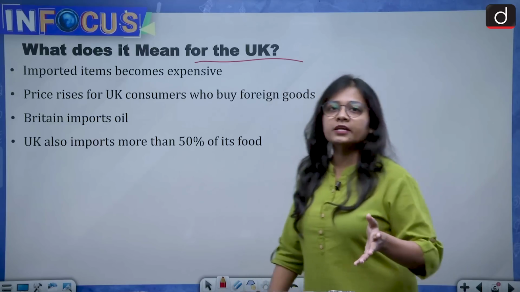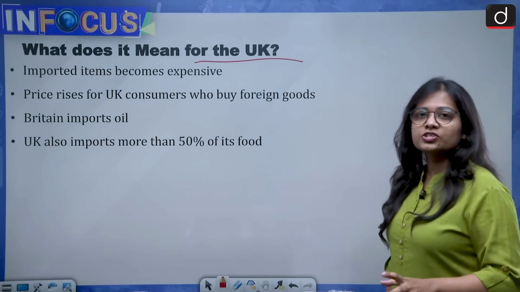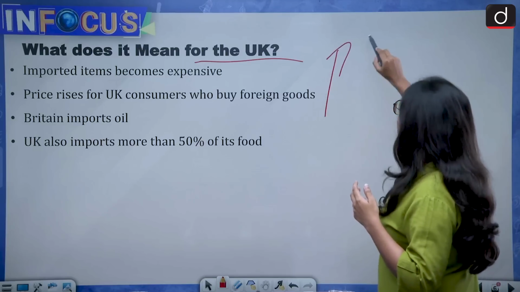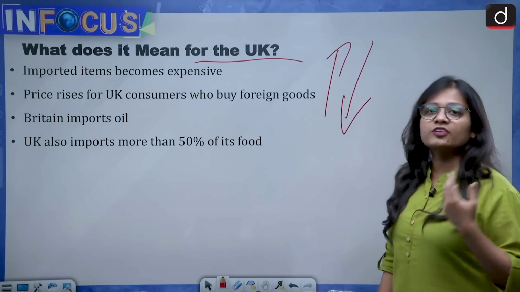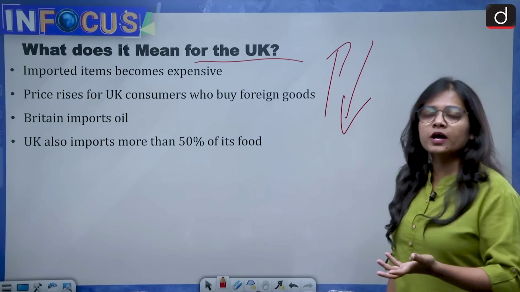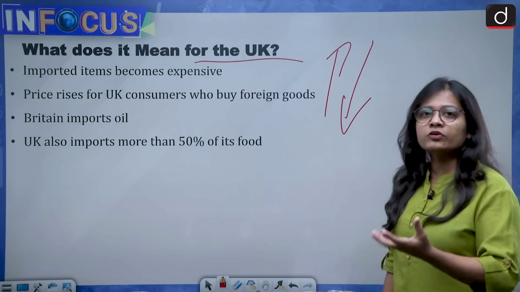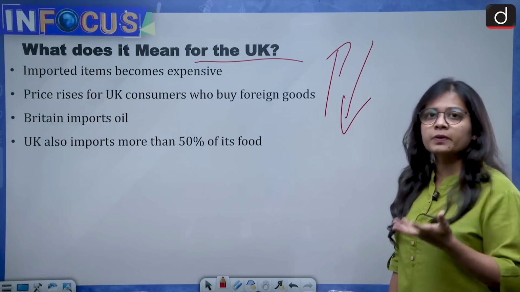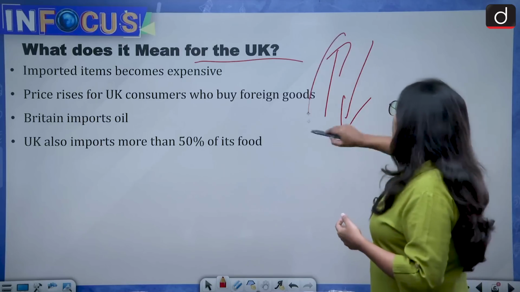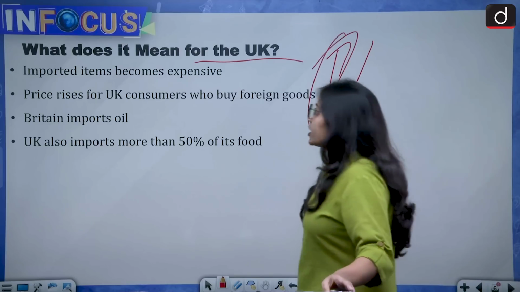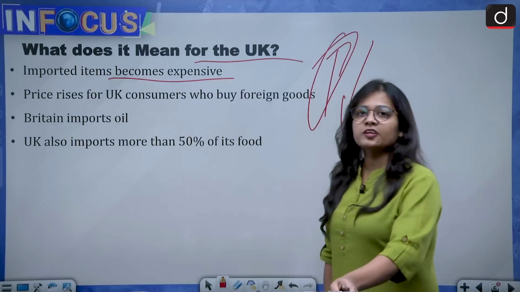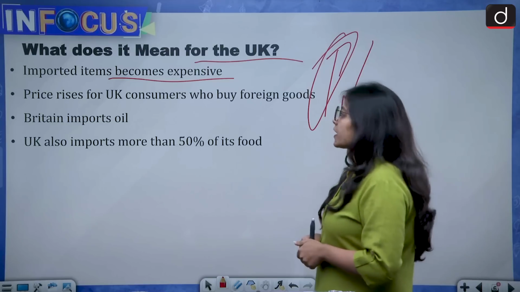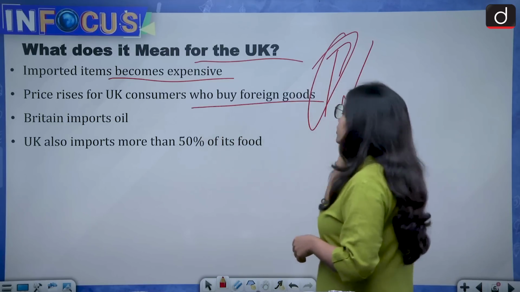And I've told you many times that when the currency is depreciating, or when there is a devaluation of the currency, what happens? Exports increase and imports become expensive, because we have to pay more now. When we pay for the imports that we bring into our country, we have to pay more money. That is why imports become expensive while exports increase. There is a lot more that we have to pay for importing something, and prices rise for UK consumers who buy foreign goods.